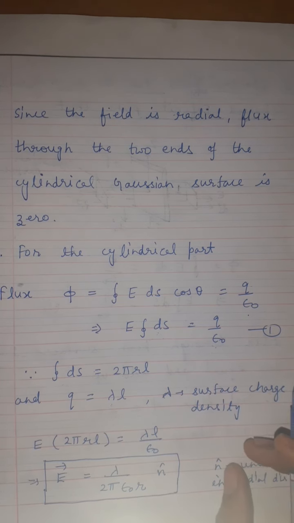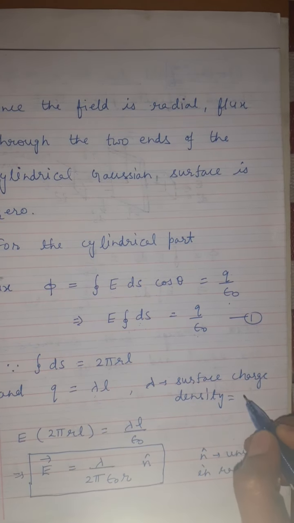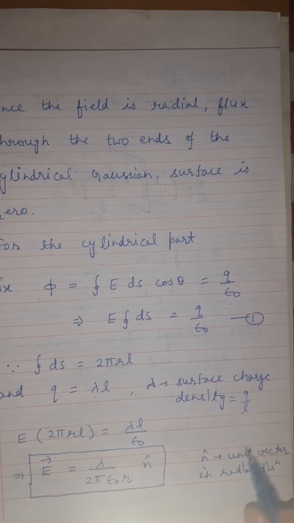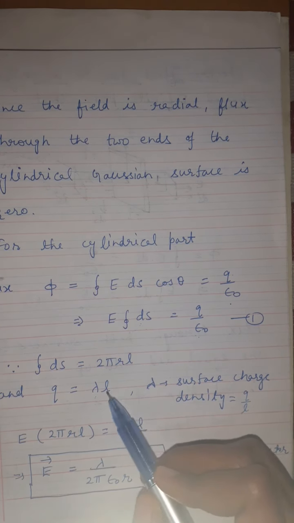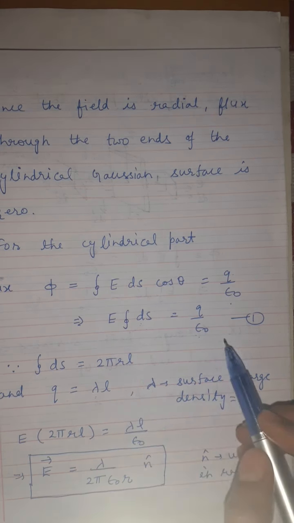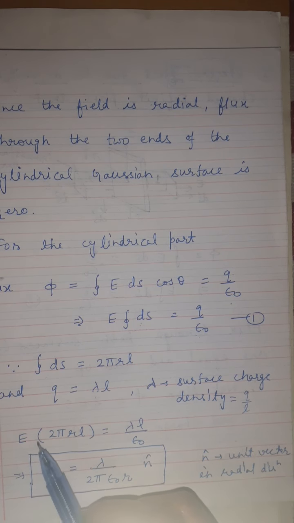What is lambda? Lambda is the charge density, or we can define it as q upon L, meaning the total charge divided by the length of the wire. So from this formula we can get q equals lambda L. These two values we will put in equation number 1 to get the electric field.